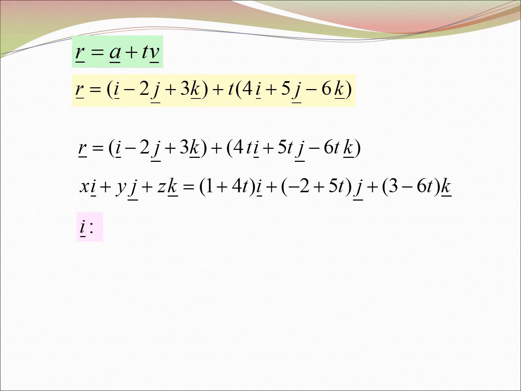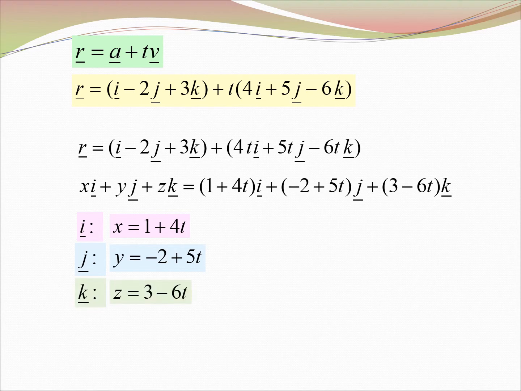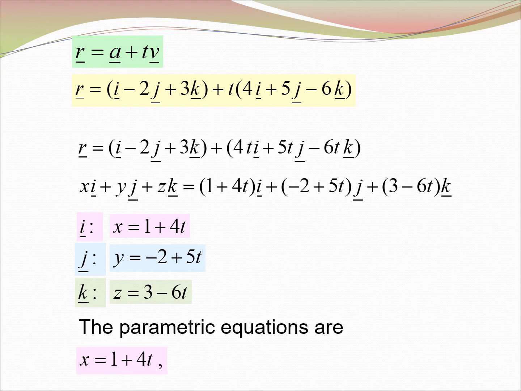Now we compare the coefficient of i for both sides. So for component i, we get x is equal to 1 plus 4t. And comparing component j, we get y is equal to minus 2 plus 5t. And comparing the component of k, we get z is equal to 3 minus 6t. So the parametric equations are x is equal to 1 plus 4t, y equal to minus 2 plus 5t, and z is equal to 3 minus 6t.